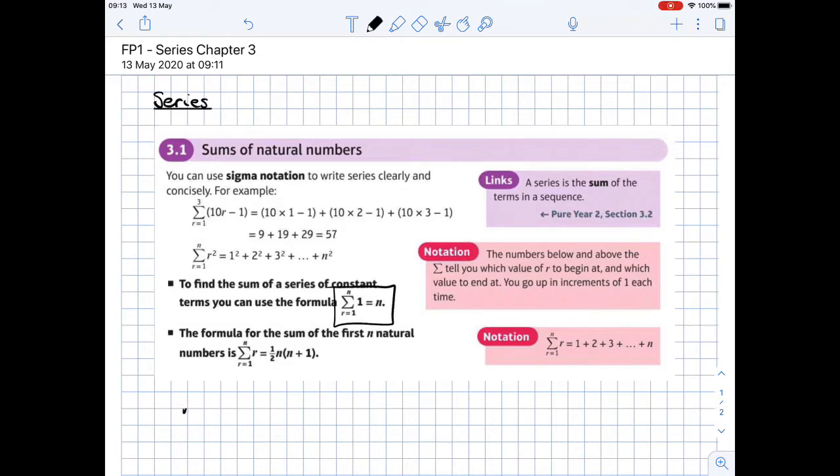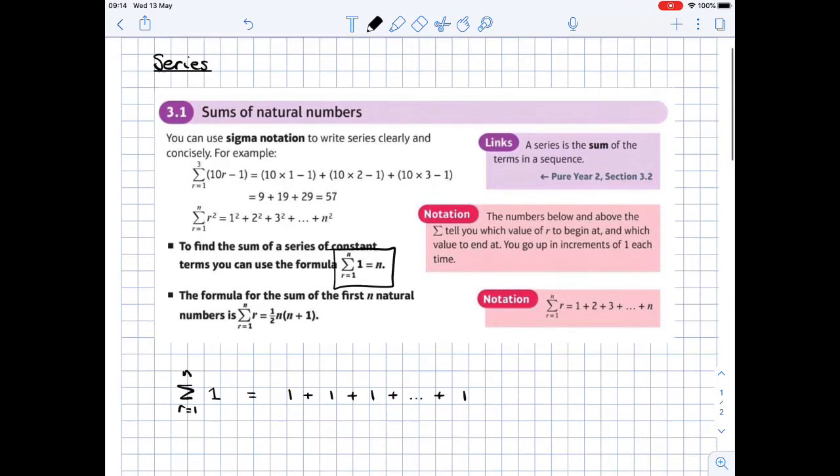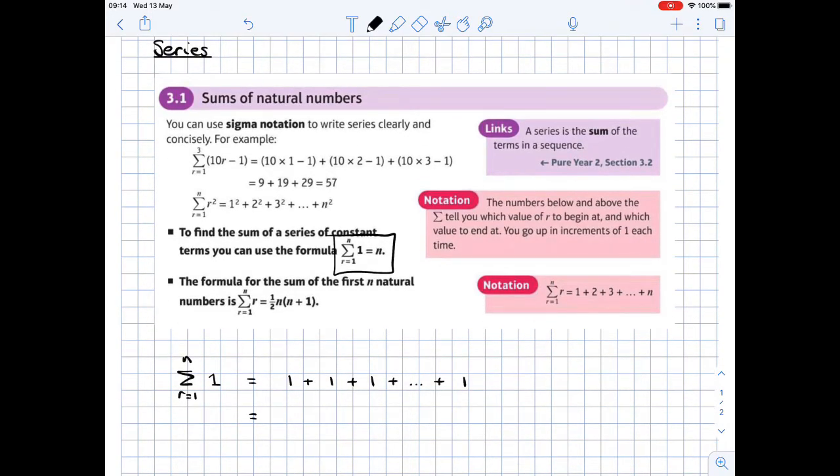The sum of the first n terms, given that the rule is 1. So this is equal to 1 plus 1 plus 1 all the way up to the nth term. Well, hopefully you can see here that if there are n terms, 1 is a common factor. So we're doing 1 times n times. So therefore it is just n.